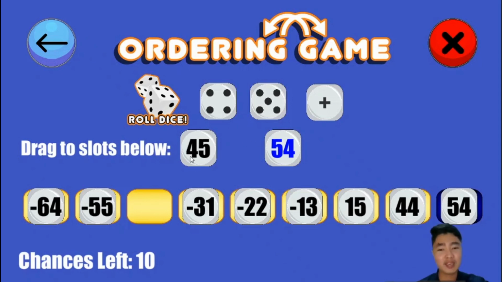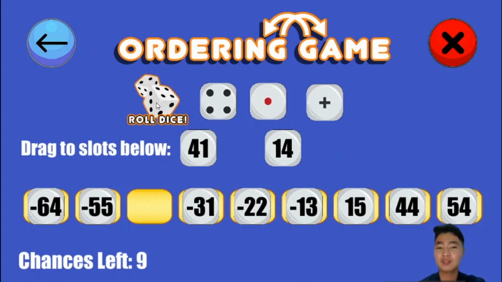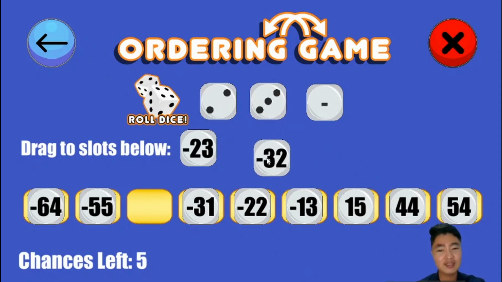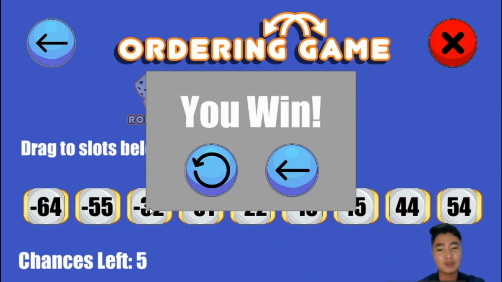As you notice, we can't place either of these two numbers because these spots have already been filled. We have to have a negative number that is lesser than negative 31 and is higher than negative 55. So let's just roll. No, we can't have 41 and 14. Let's roll again. Negative 61 and negative 16. Unfortunately, we can't have these two. We still can't have these two, and we can't have these two. And there you go. We can see that negative 32 can be placed in between these two. And we won. So that's how you play this game.